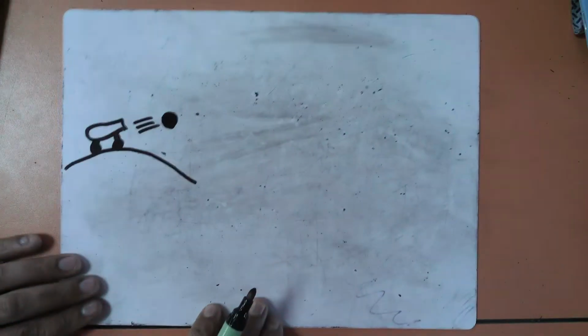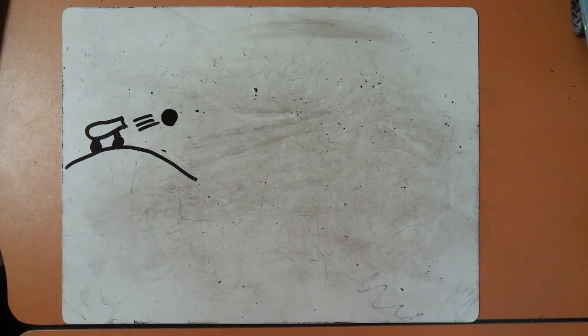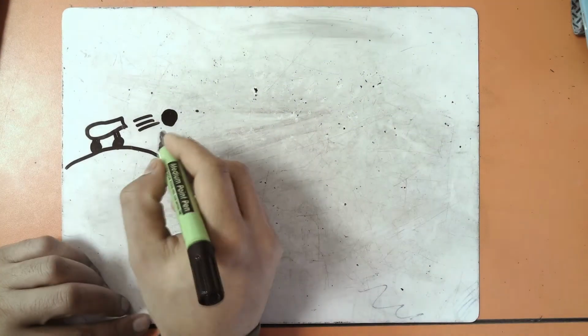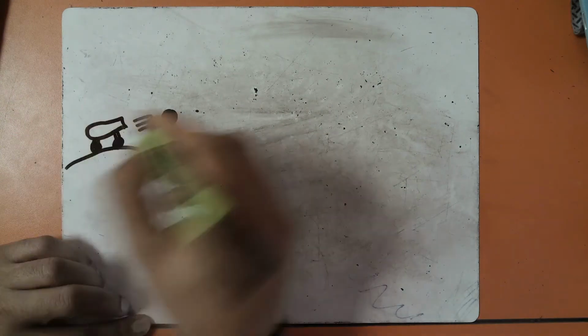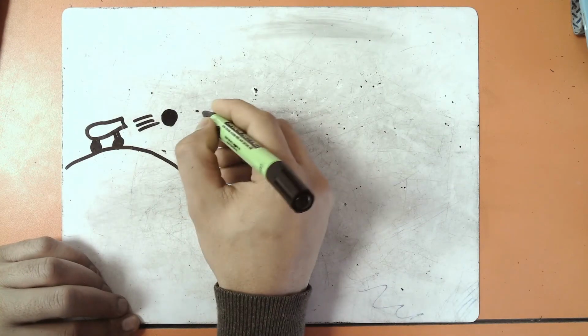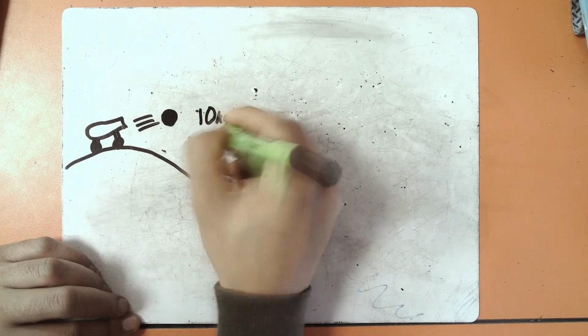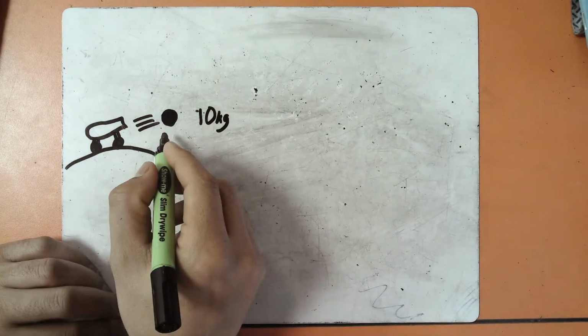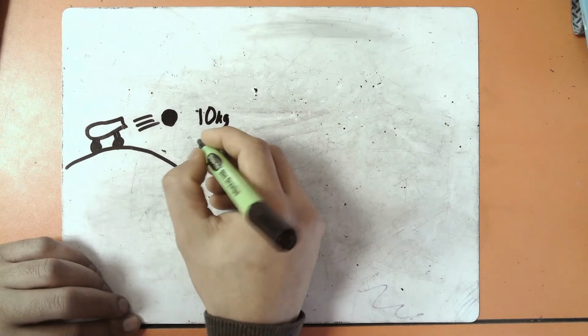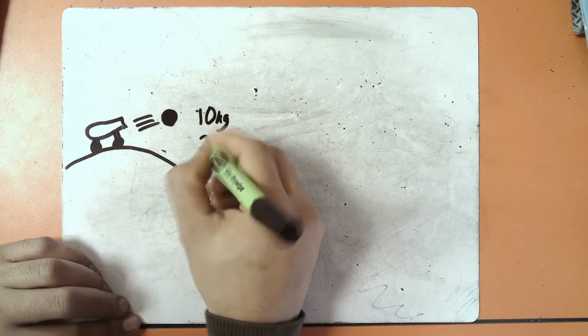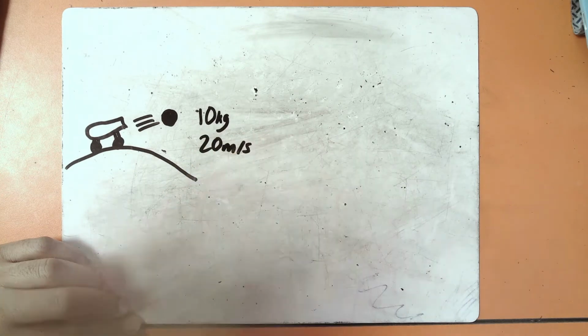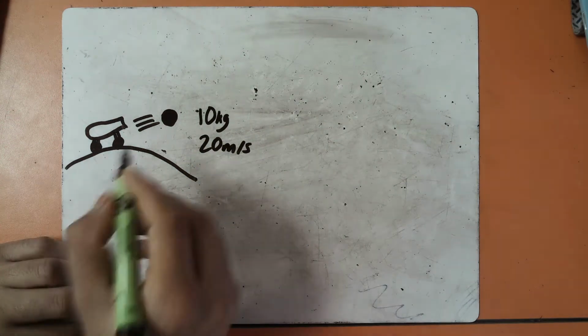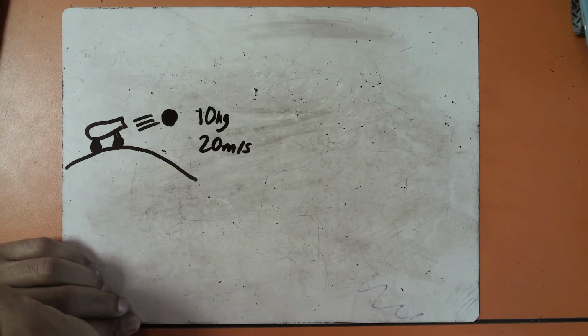Okay, so if we have a cannon which has fired a cannonball which has a mass of, let's say, 10 kilograms, and this cannonball has been fired at a velocity of, let's say, 20 meters per second, what would the kinetic energy be for this moving cannonball?